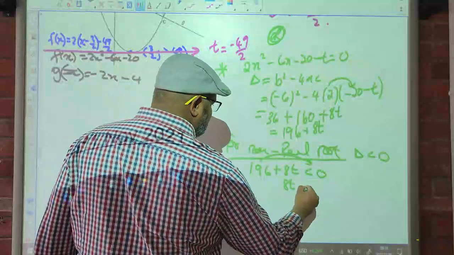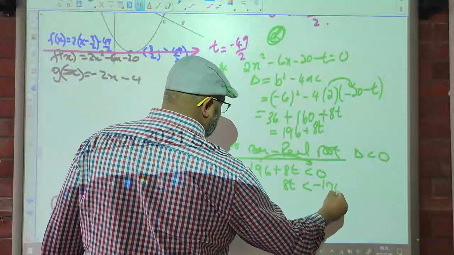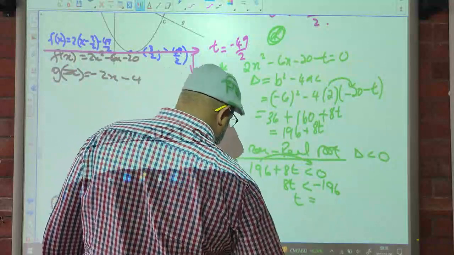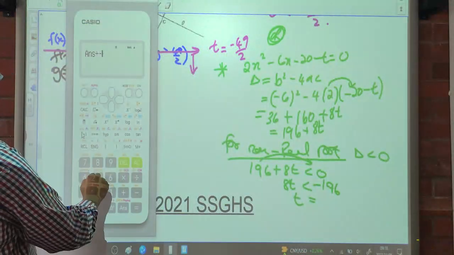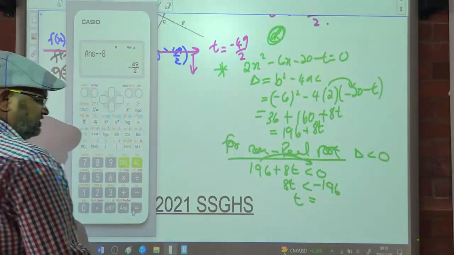So 18 has to be less than negative 196. T is equal to 196 divided by 8. It's negative 49 over 2.